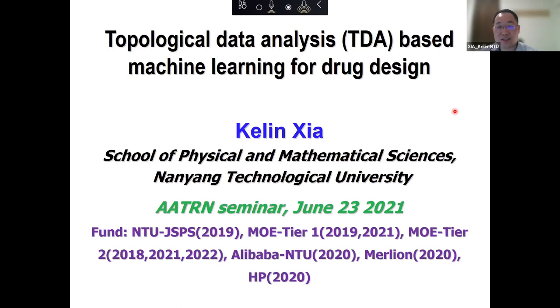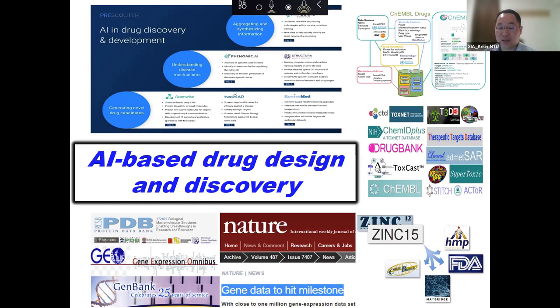Today I'm going to talk about TDA applications. It's related to the recent progress in AI-based drug design and drug discovery. This is a new area that has recently made a lot of progress, and this progress is usually majorly due to developments in three areas.